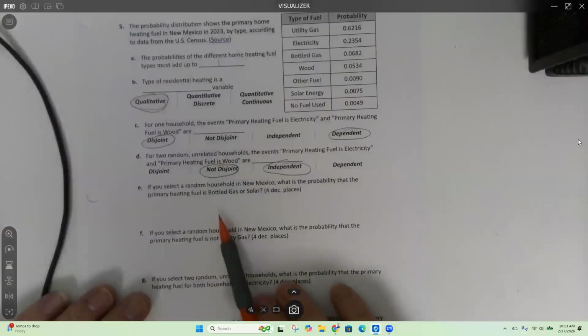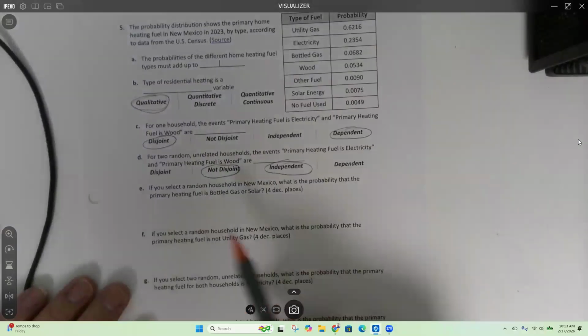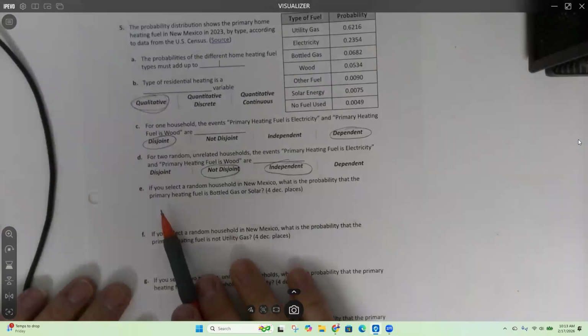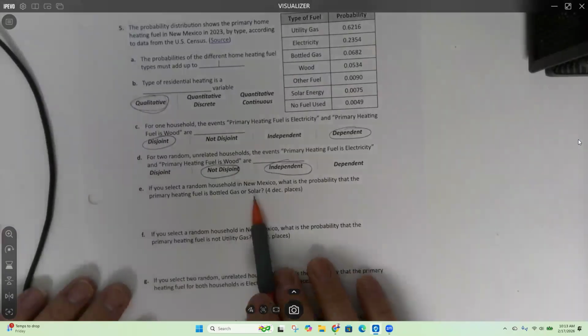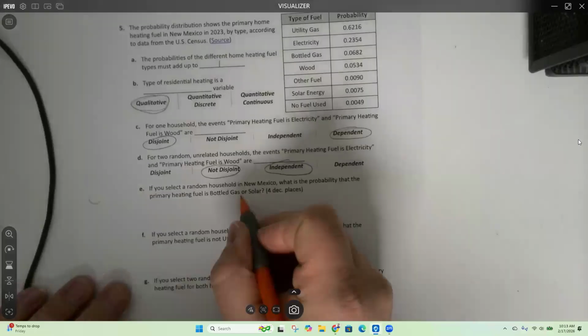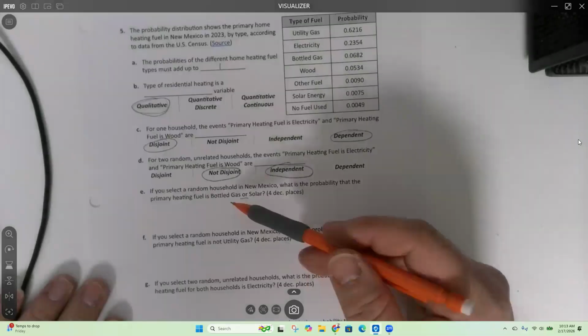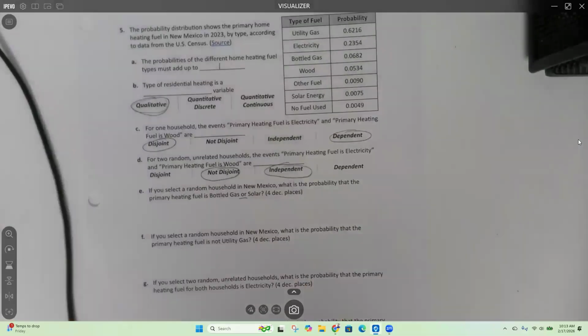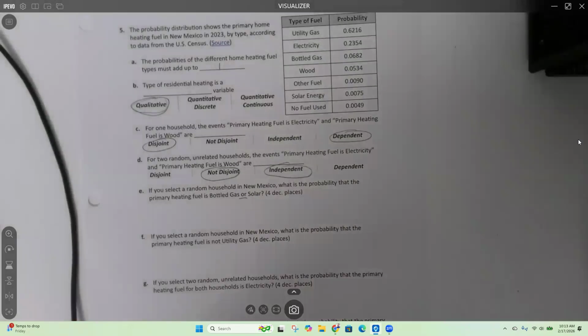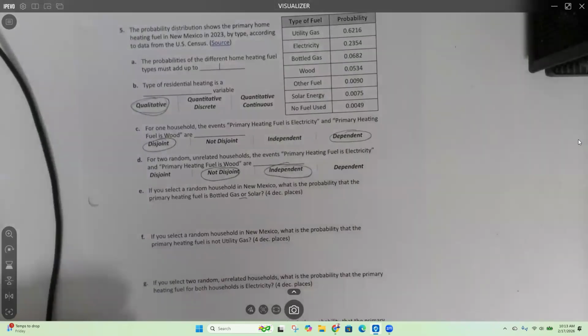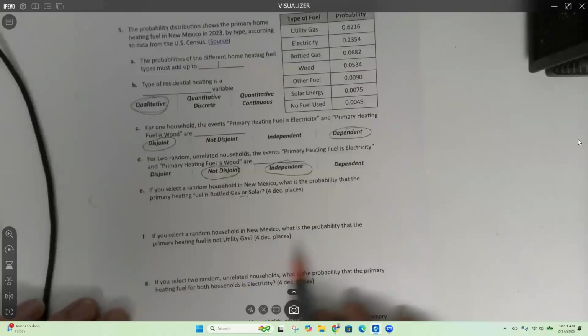All right. If you select a random household in New Mexico, what's the probability that the primary heating fuel is bottled gas or solar? Watch out for the word or. If it's or, then you might be able to just add them together, or you might have to subtract the overlap. Okay. If you select a random household, it's not utility gas. We talked about that. Okay.